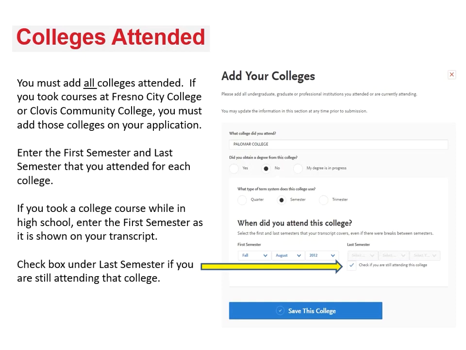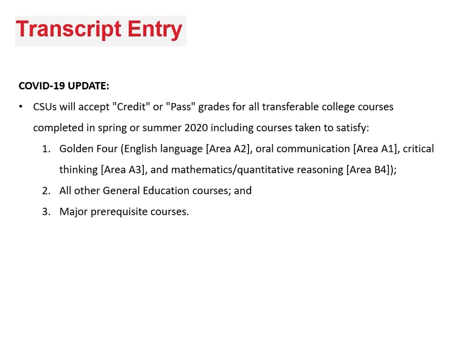Please go ahead and enter, when you're on the screen, your first semester and last semester that you've attended each college. And if you took a course while in high school, enter the first semester as it's shown on your transcript. So even if you were still in high school, you're going to put that down as your first semester if you did some type of dual enrollment course. And then you will check the box here under your last semester if you are still attending that college, because they want to know if you have more coursework that you will be transferring in.